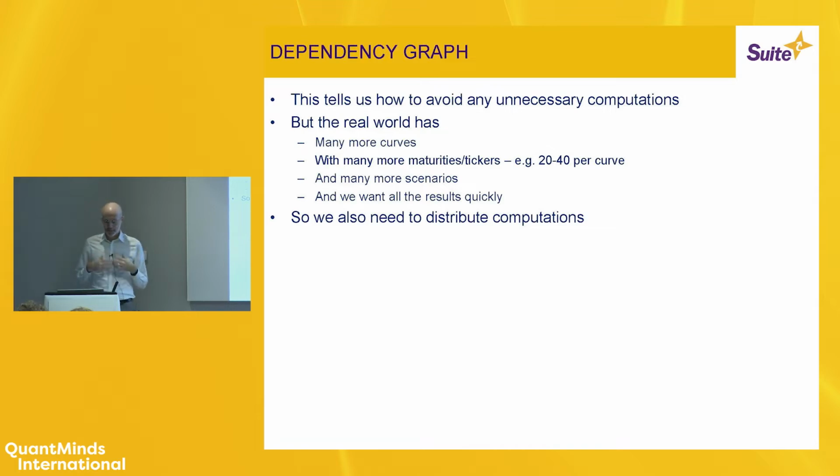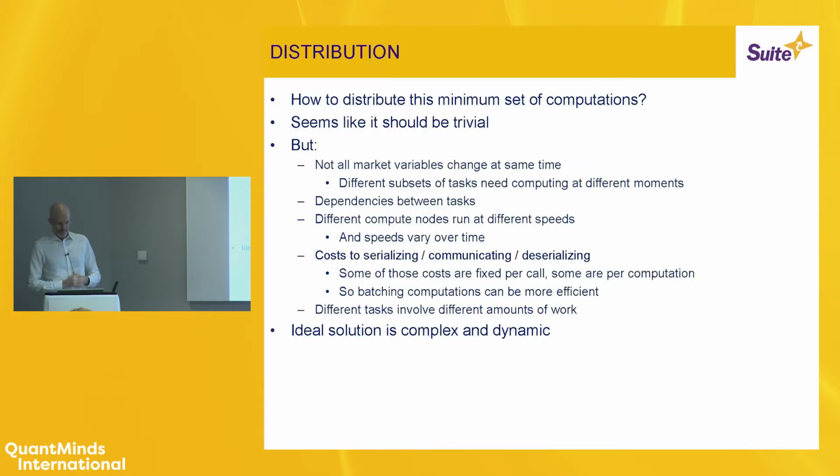So we also are going to need to distribute these computations in order to be able to get the results in the time frame that we require. So the question is how to distribute this minimum set of computations. Now, it seems like that should be trivial. But in reality, not all market variables change at the same time. So at any one moment, we might have to rebuild a different subset of the nodes on the tree.